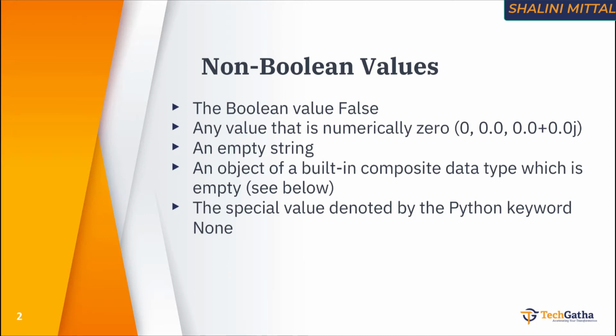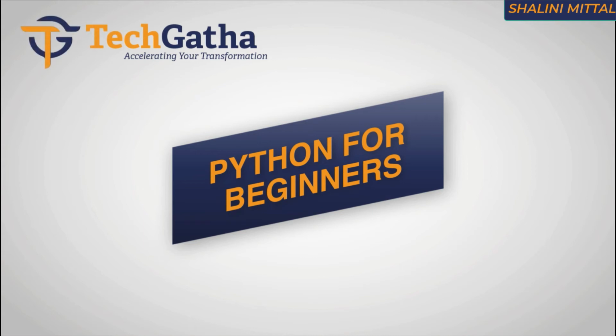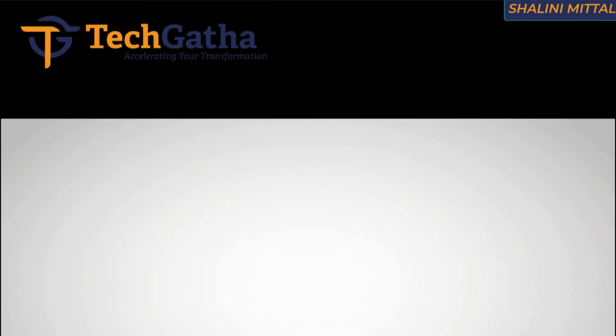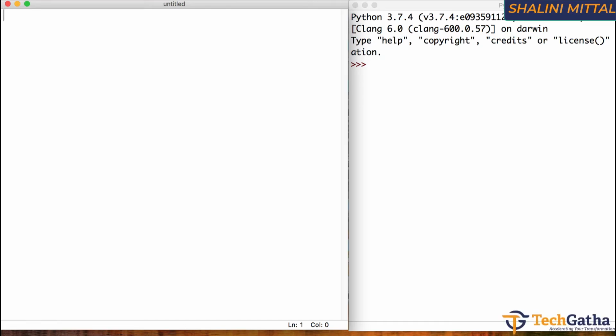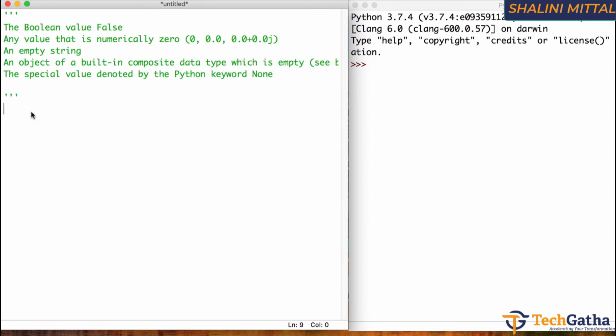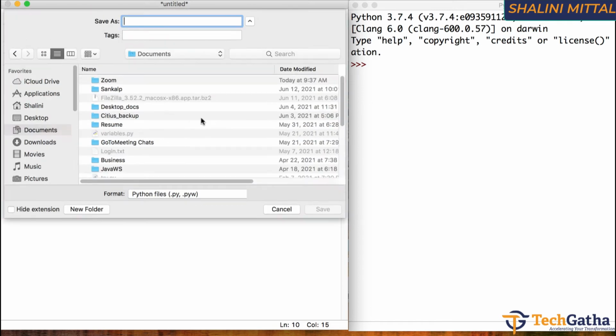Let's see these with an example. So let's open a new file and write down the rules that we just discussed. We have learned a few functions in Python: print, input, int, float. In the same way, if I say print bool of false and bool of true, I save it.